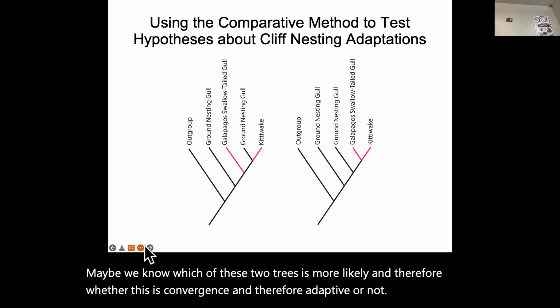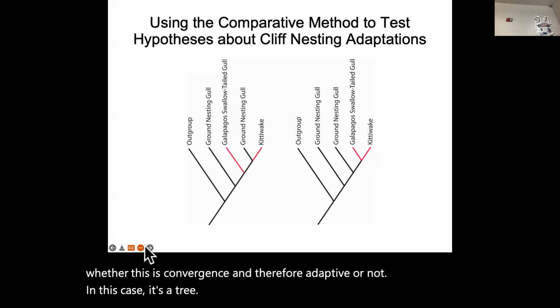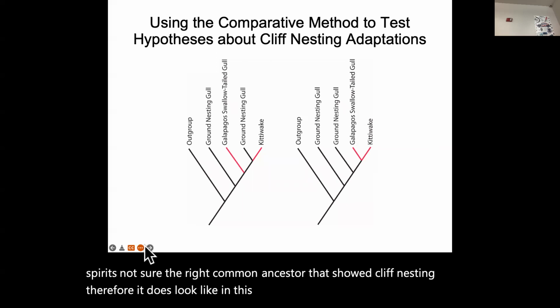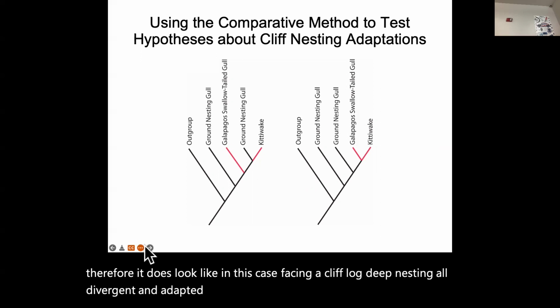In this case, it's a tree of life. Those two birds do not share a direct common ancestor that showed cliff nesting, and therefore it does look like, in this case, facing the cliff wall and deep nests is all convergence, adapted for nesting in these cliff environments. Questions with this?